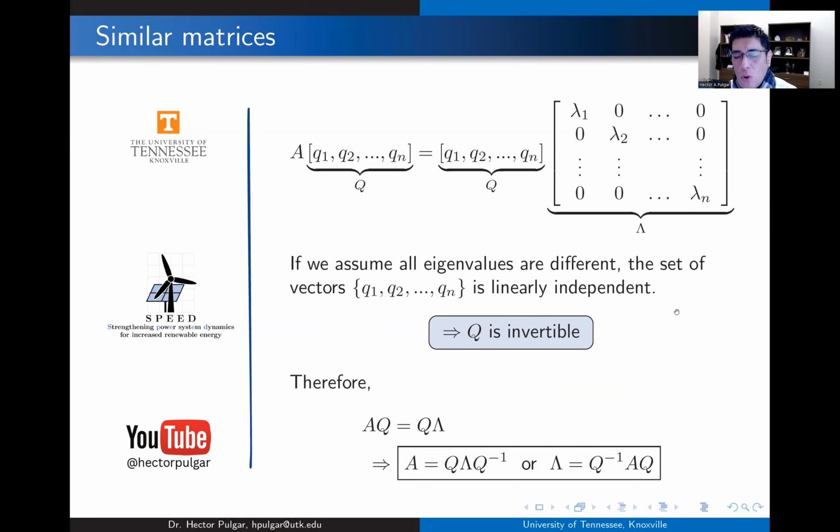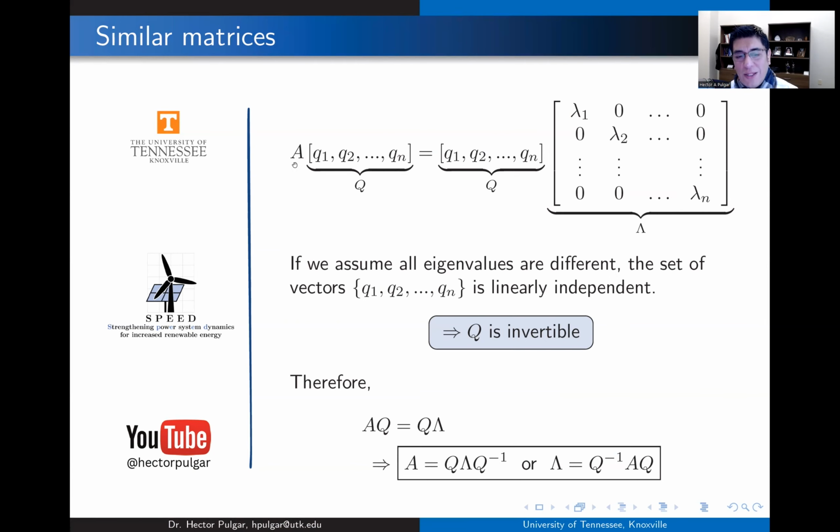We will assume also that the eigenvalues are all different. And therefore, we can conclude that the set of eigenvectors are linearly independent. Therefore, the columns of Q are linearly independent. The determinant of Q is different than 0, and also Q is invertible.